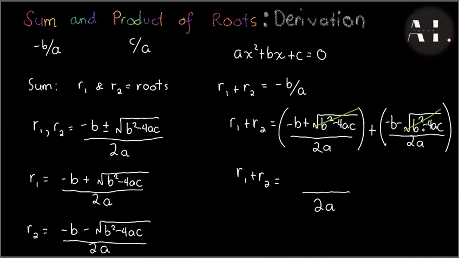So the numerator simplifies as negative b plus negative b. Further simplifying, we will get negative 2b over 2a, and that will give us the sum as negative b over a.